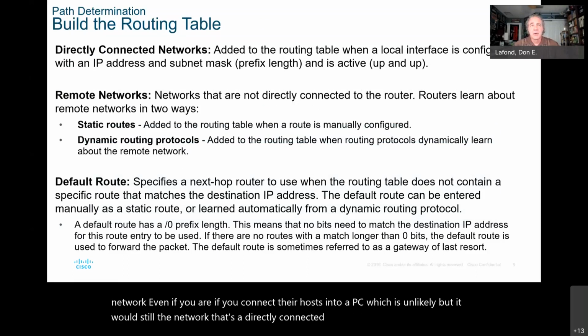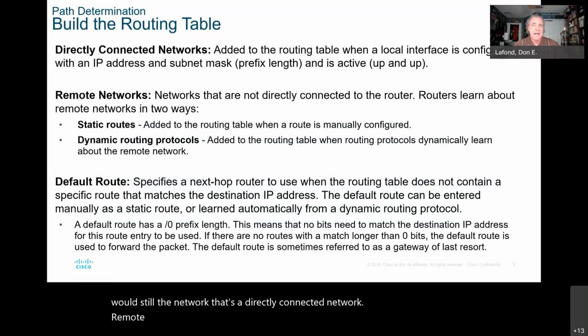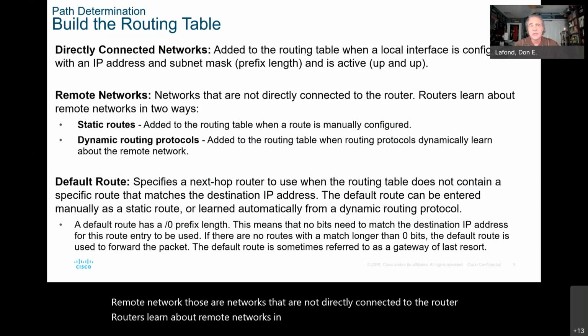Remote networks are networks that are not directly connected to the router. Routers learn about remote networks in 2 ways. You can set them up with static routes, which are added to the routing table when a route is manually configured, or they can learn them dynamically. Dynamic routes are added to the routing table when the routing protocols dynamically learn about remote networks.